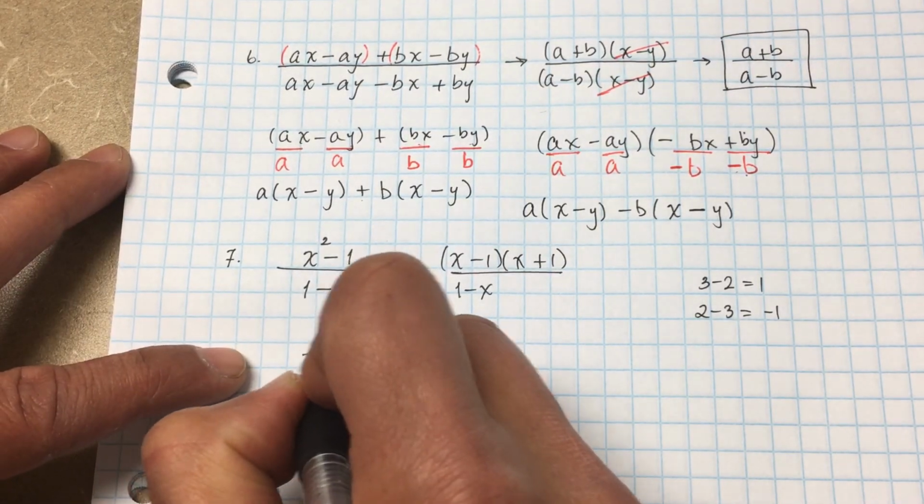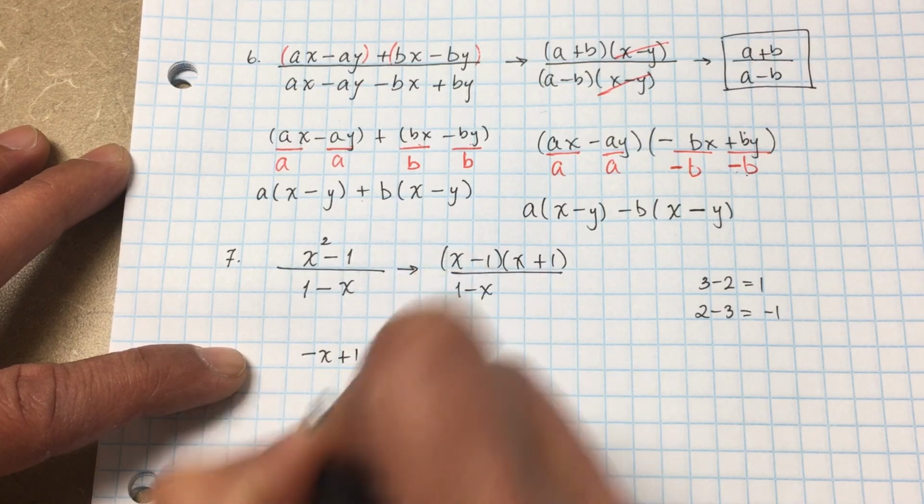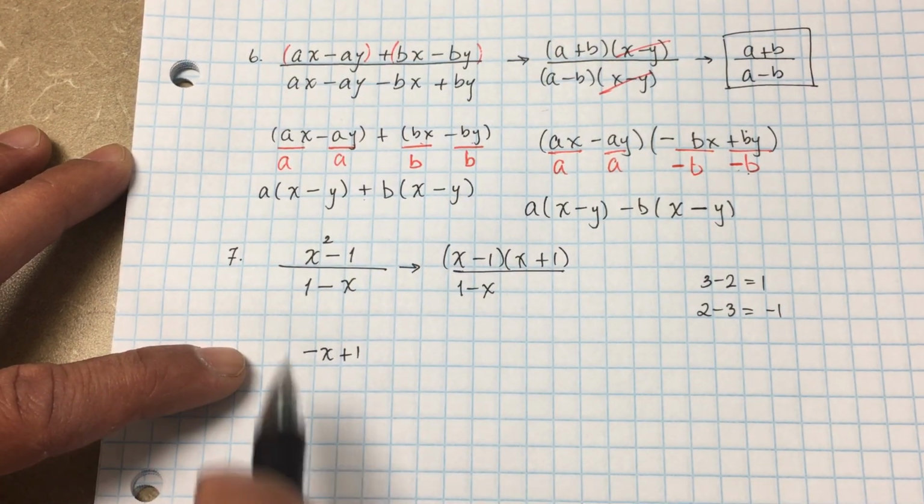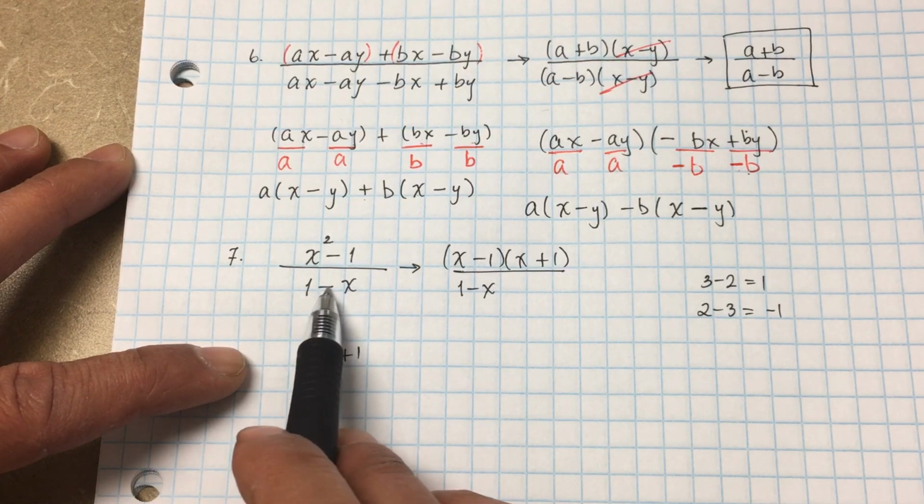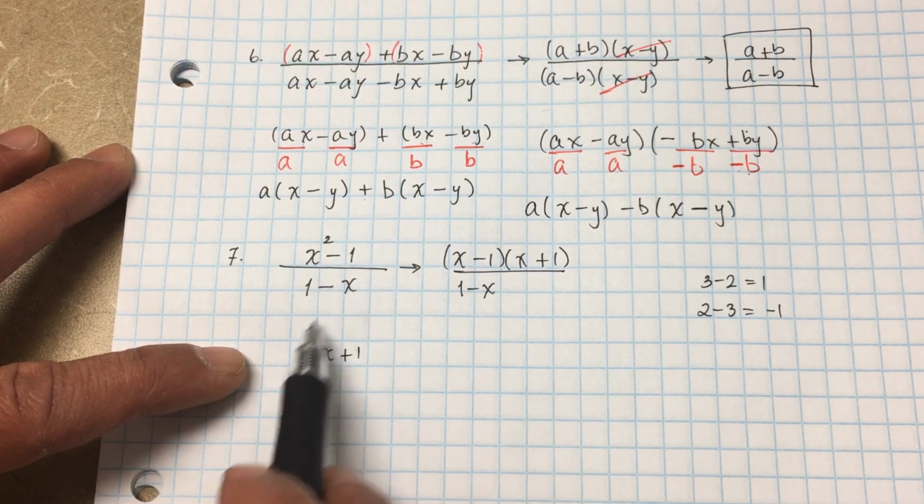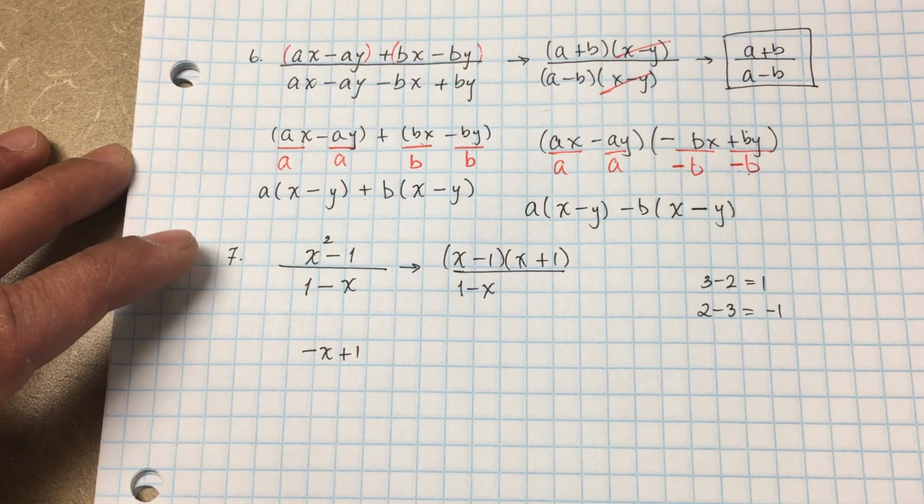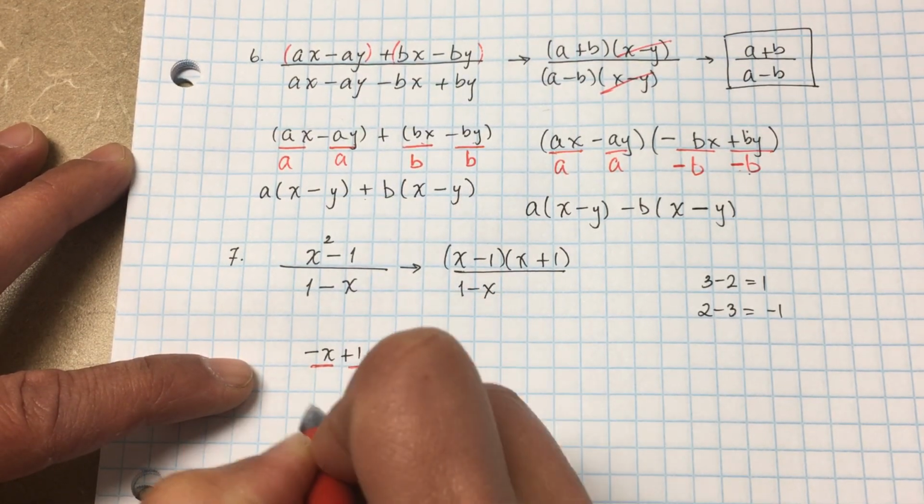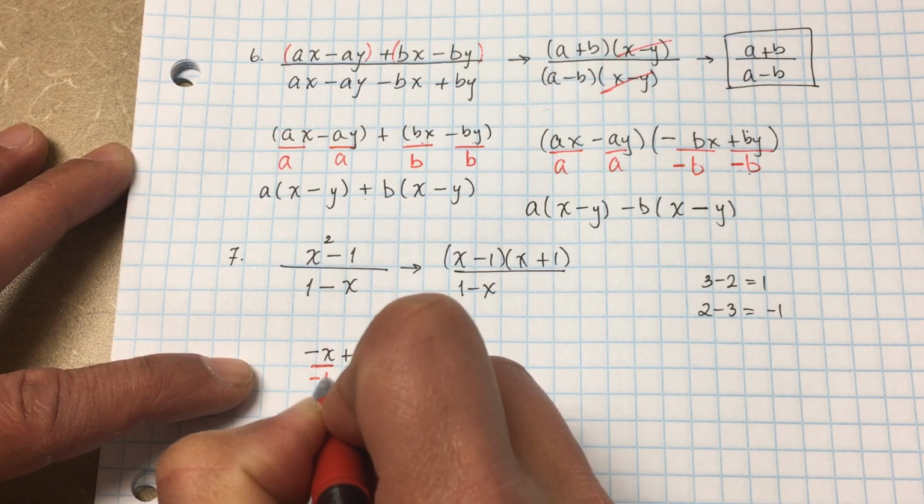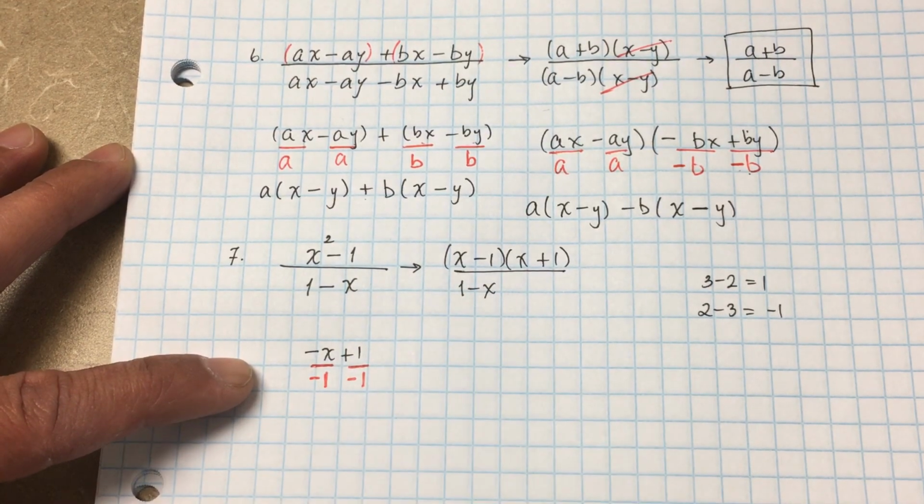So I'm going to put -x plus 1. You see how I did that? ¿Ven cómo hice eso? Nomás puse la x primero y el 1 después. El negativo está con la x, the negative with the x, okay? Now, watch what I do. What I'm going to do is I'm going to factor out a negative. Lo que voy a hacer es factorizar el negativo. Negativo 1, negativo 1, okay?